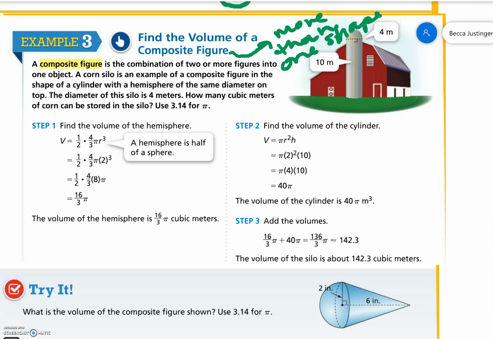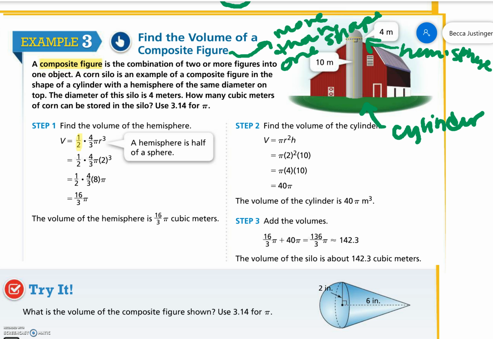Use 3.14 for pi. So we have to do 2 things. We have to do the hemisphere, which is half a sphere, and there's the cylinder. So we're going to do the 2 of them separately and then add them. First, find the volume of the hemisphere. We have to multiply the volume of a sphere times 1/2, because it's only half of it.